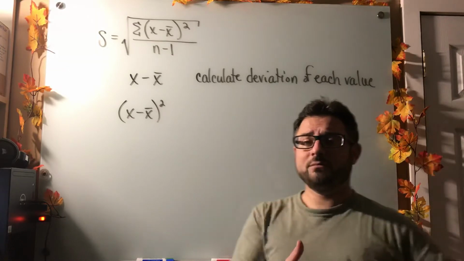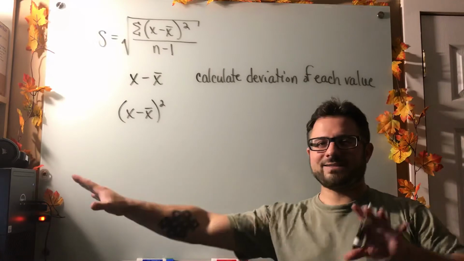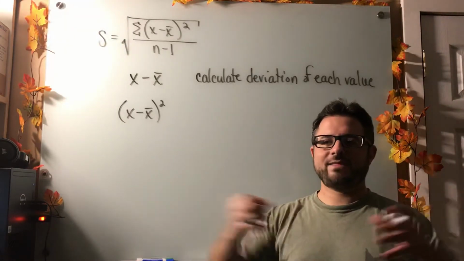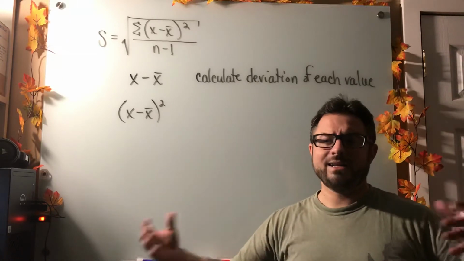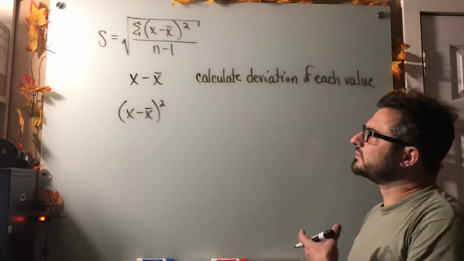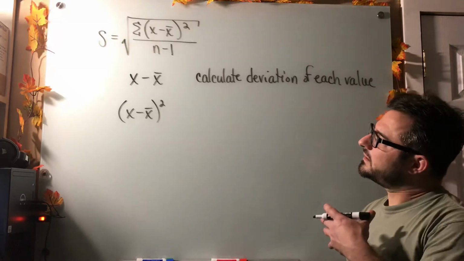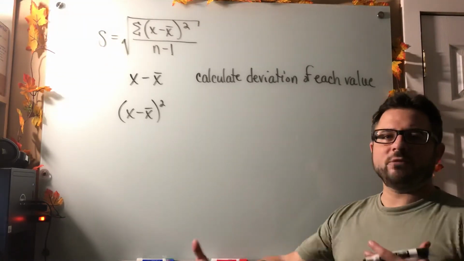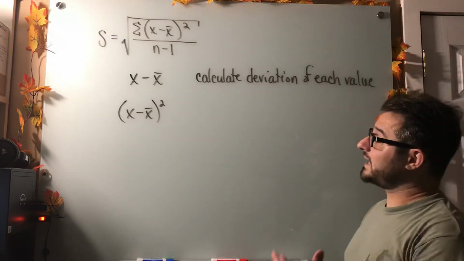So squaring allows for the removal of that cancellation of left and right, but at the same time preserves the fact that we're now just looking at distance. We don't really care to which side, just distance in general. So it has the effect of removing the negatives and still preserving the relative influence that each value has as far as the size of its deviation.